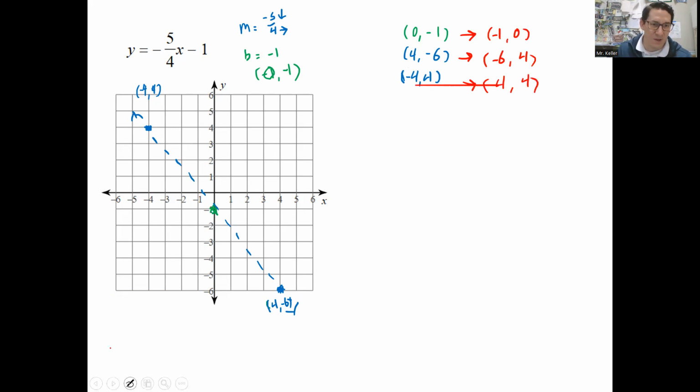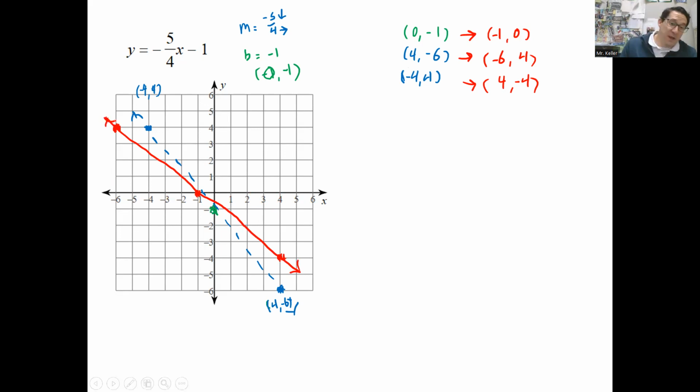So I'm going to plot those. Fix that real quick. So -1, 0 is right here. -6, 4. So that's to the left 6, up 4. And then 4, -4. That's to the right 4, down 4. And so our inverse function is like that. There we go.